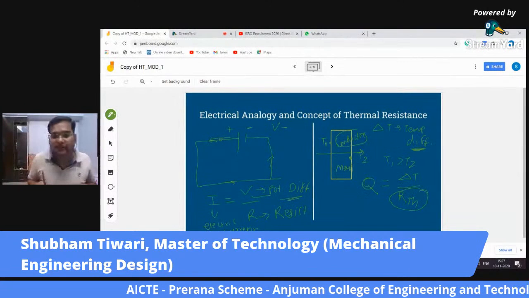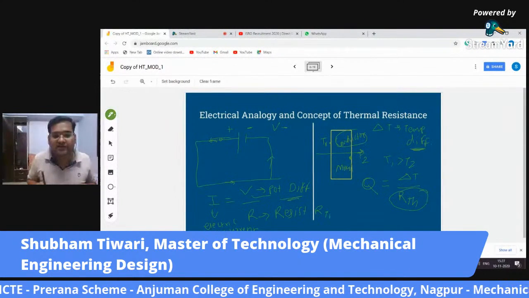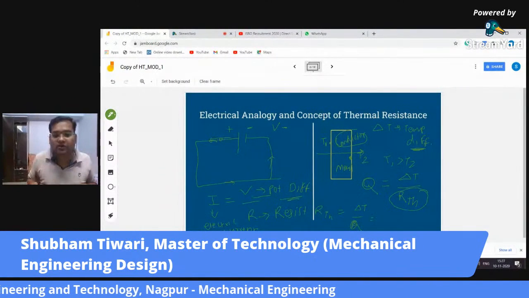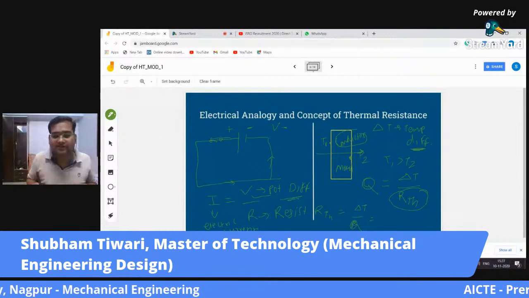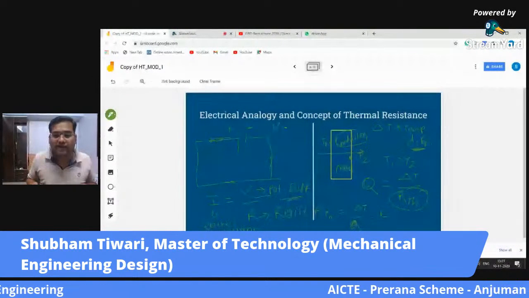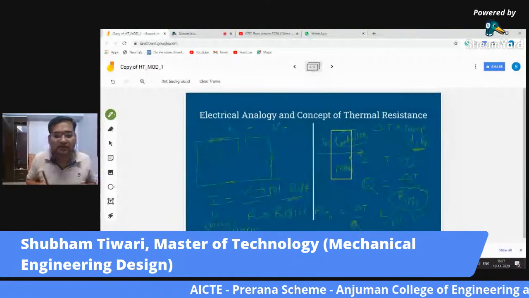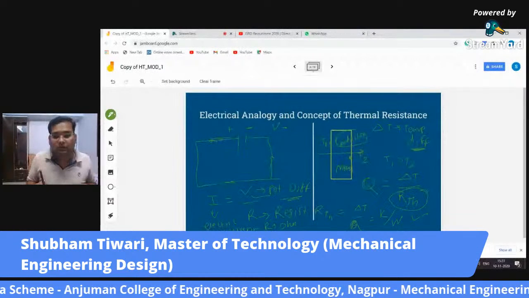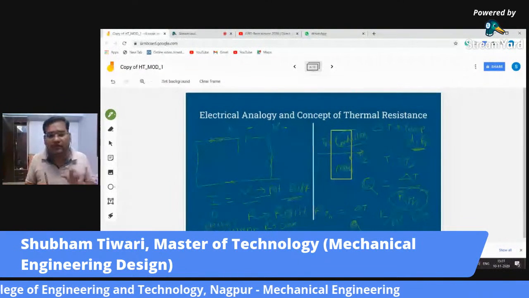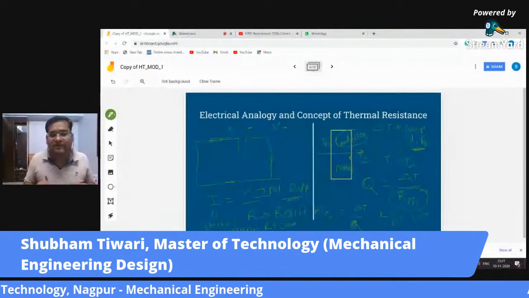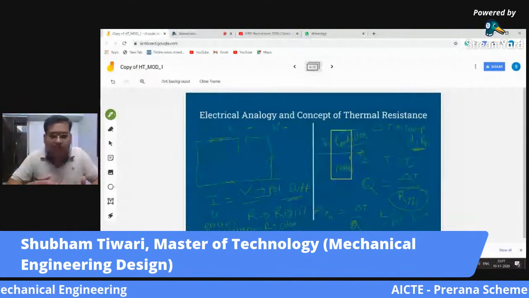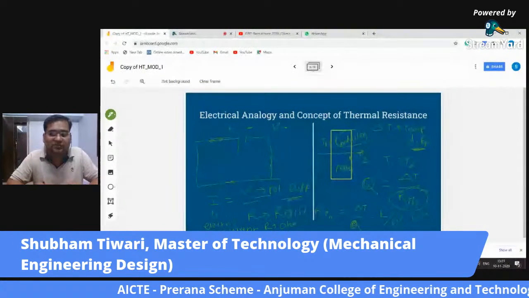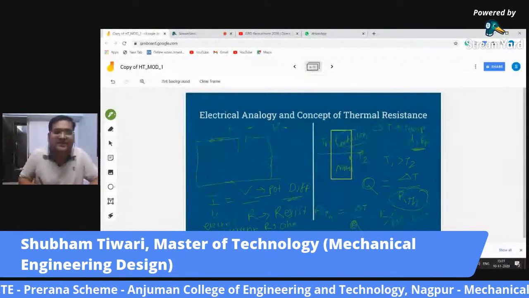So what will be its unit? Let us just rearrange it. We have delta T by Q. So delta T is Kelvin or degree Celsius. We will write Kelvin per watt. So this is its unit, whereas resistance has the unit ohm. So when we idealize the heat transfer system as an electric circuit, it becomes easier to solve, which we are going to see in the coming sections.